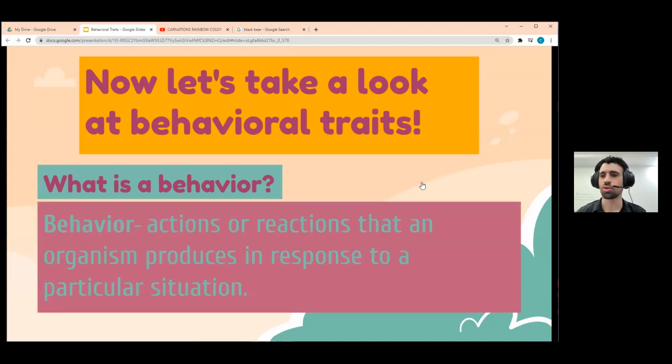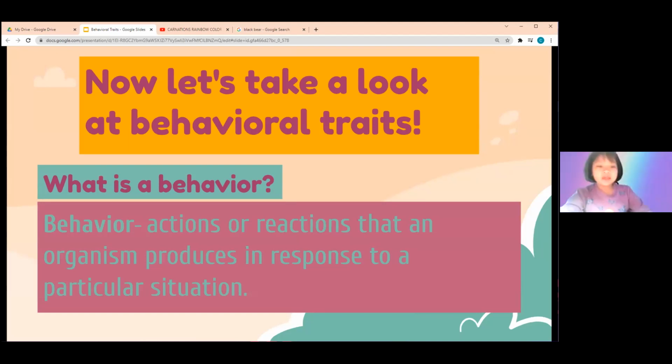And who can read the definition? We have a definition here now. Who can read our definition for the class of a behavior? Let's have Sophia. Sophia, could you read the definition of a behavior?